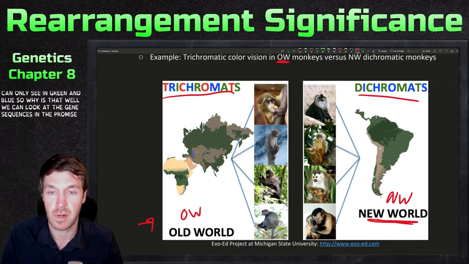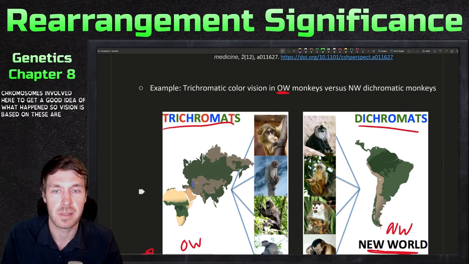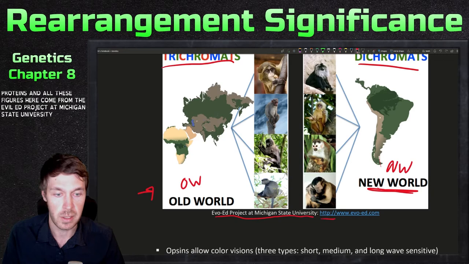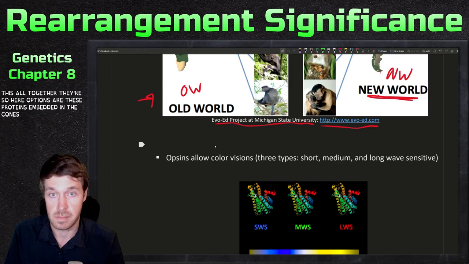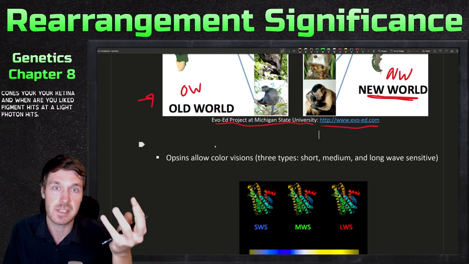So vision is based on these opsin proteins. And all these figures here come from the EvoEd project at Michigan State University. You can go check out this link here and learn more about it. Pretty cool how they put this all together. So here, opsins are these proteins embedded in the cones of your retina. And when a light photon hits that, it causes it to change its shape, and that activates that vision pathway.